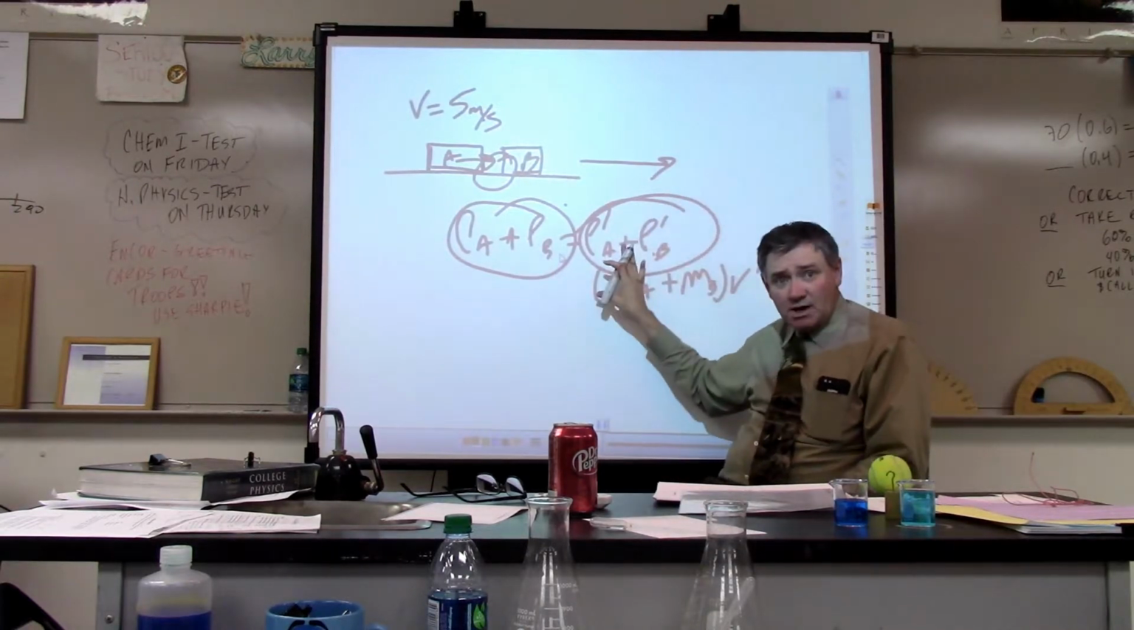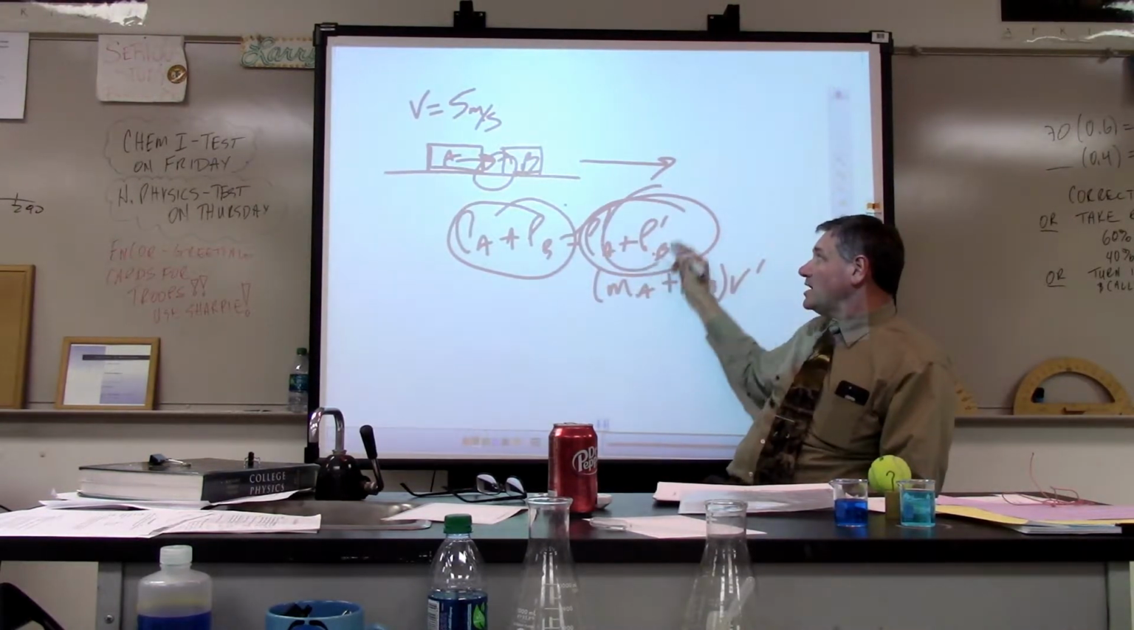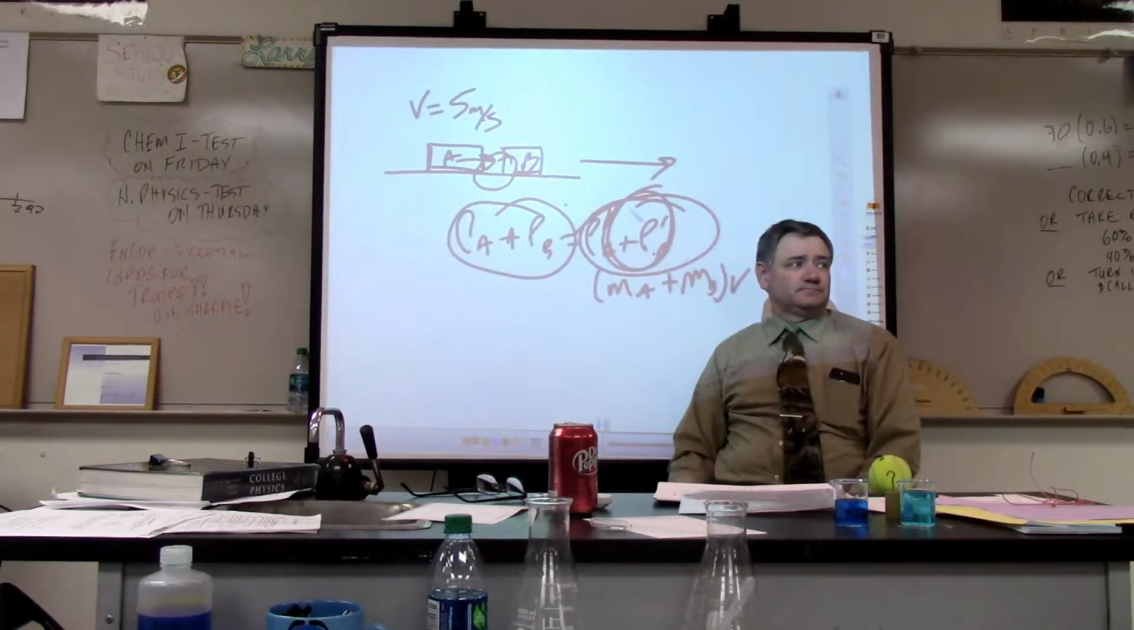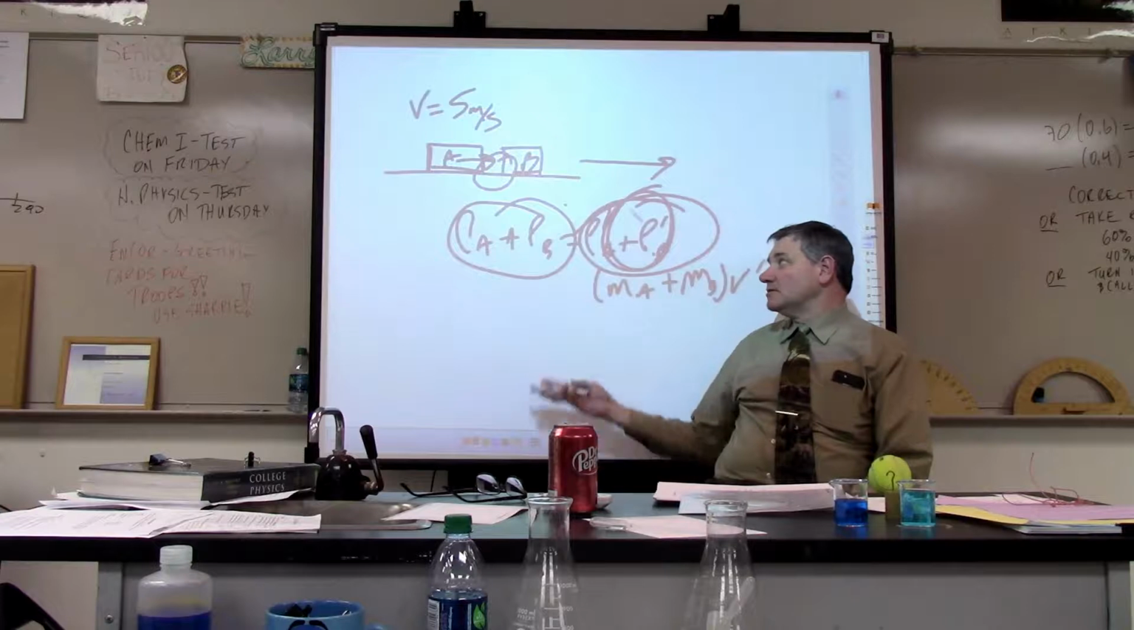Now, if they do come to a stop, what is the only way that this side of the equation over here could equal 0? The other side did. If they didn't weigh anything.